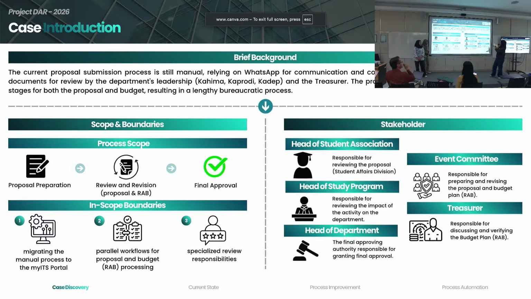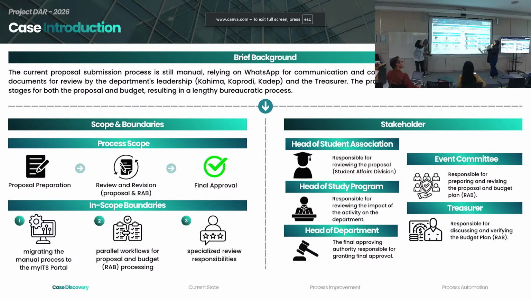And to better understand the business process simply, we break it down into three processes. It seems simple at first, but the first one is the proposal preparation. The second one is review and revision, and the final one is the final approval. It's only three processes, but as I said before, it goes through multiple layers of stakeholders, so the review and revision actually takes a long period of process time.